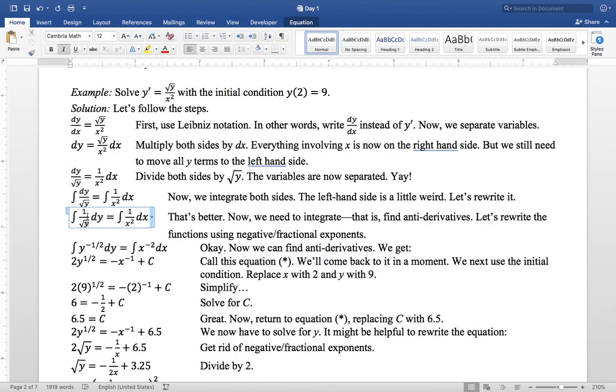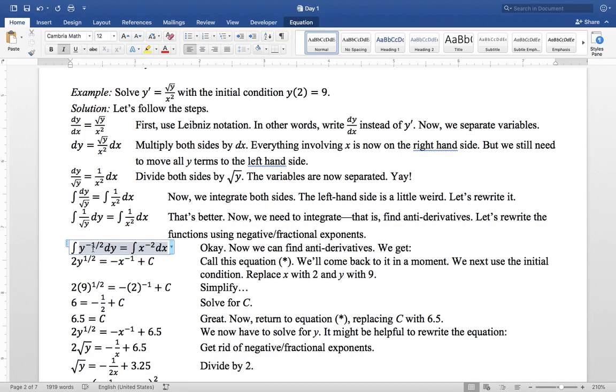So if you want to find antiderivatives of these functions, remember that's what the integration is doing, right? This is an indefinite integral. It simply means find the antiderivative of each of these functions. So in order to find the antiderivative, it's best to rewrite each of these functions using negative or fractional exponents as needed. 1 over root y really is just y to the negative 1/2, and 1 over x squared really is just x to the negative 2.